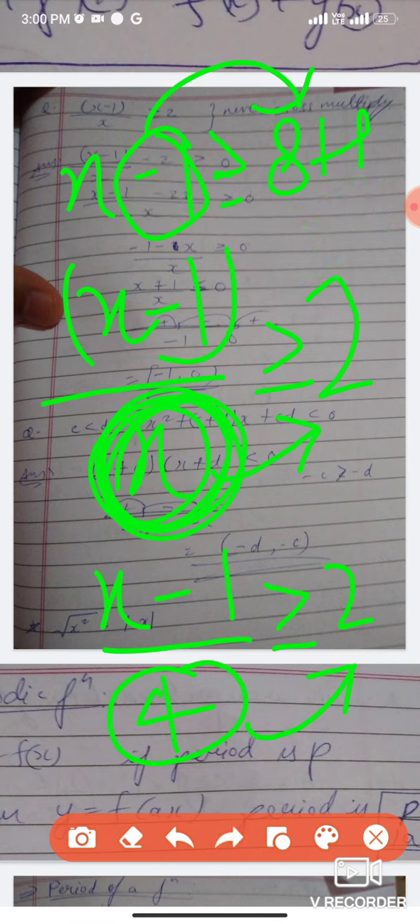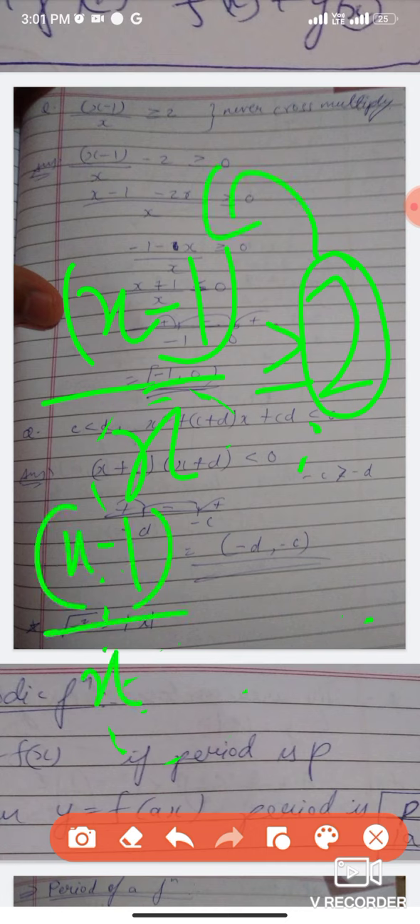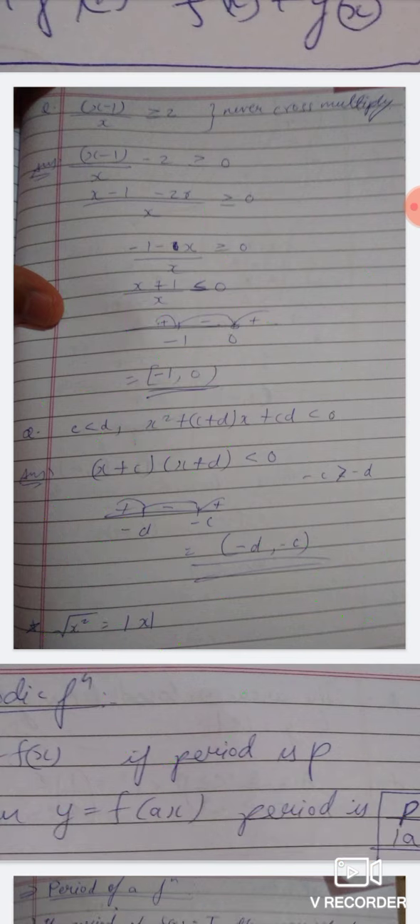But in this case, the denominator is a variable. You can never bring the denominator to this side. So how do we solve this type of question? We just bring this number here, so you get (x minus 1) divided by x, minus 2, greater than or equal to 0, and then the solution is given here.